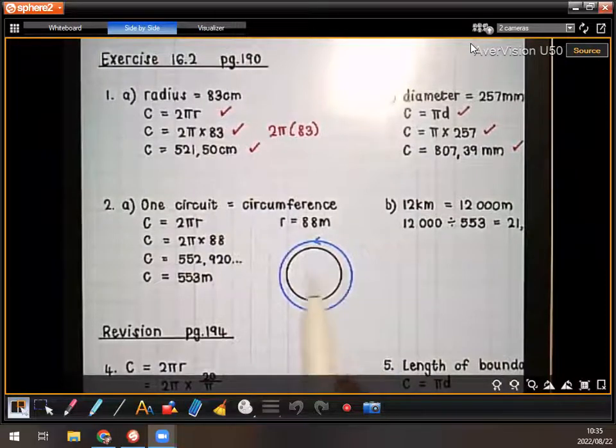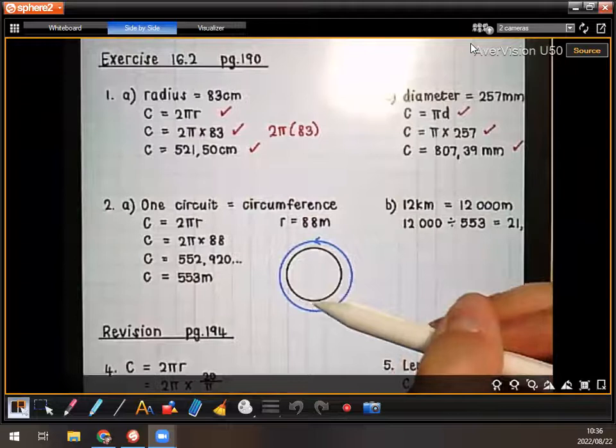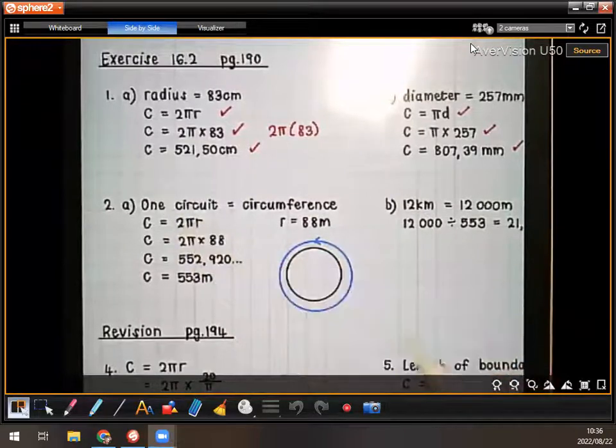I'm not going to do area. We haven't done area yet. But they could ask you this question in the test or exam. And you need to understand that if she's running all the way around the circular track, you have to calculate the circumference to get the length of that circle. Okay, does that make sense?